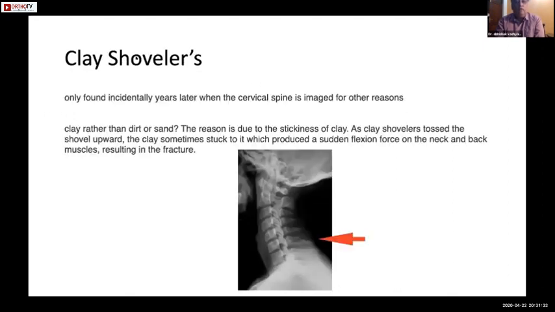One of the other important fractures is the clay-shoveler's fracture. It is an incidental fracture which might be seen in a cervical spine which is imaged for other reasons. It occurs because of the stickiness of the clay, and it's an avulsion fracture of the spinous process, where a sudden flexion force leads to the fracture.